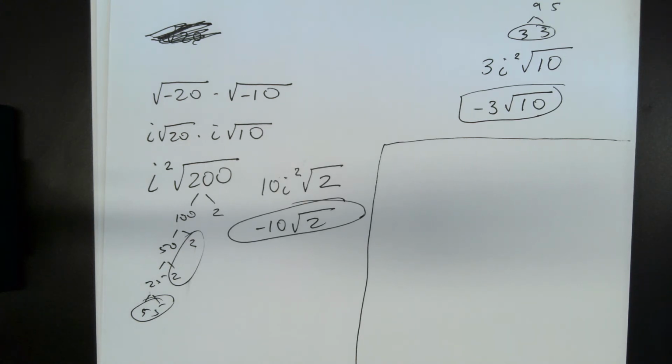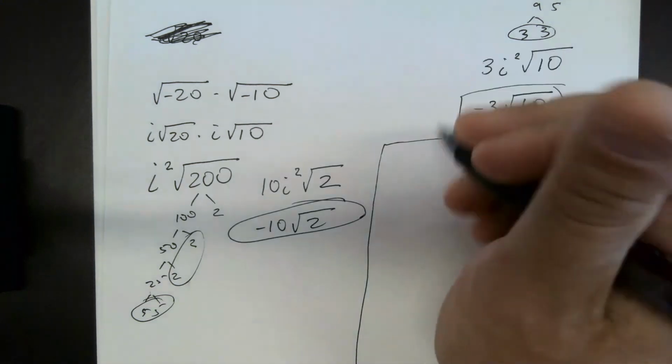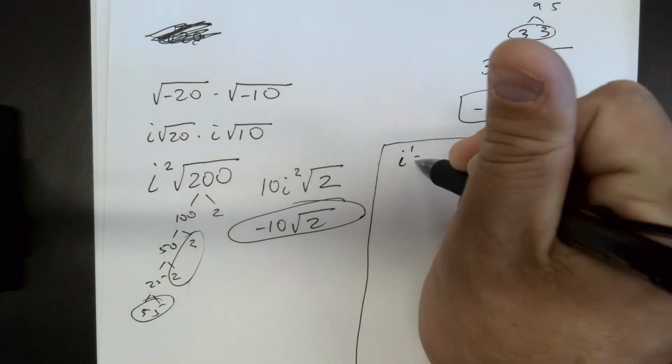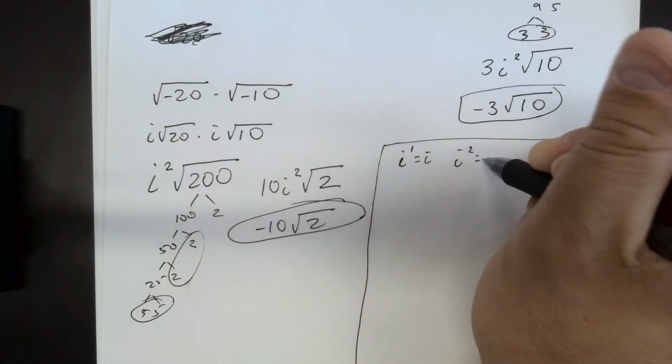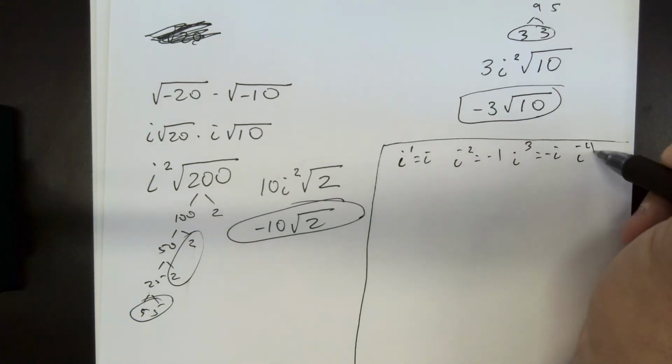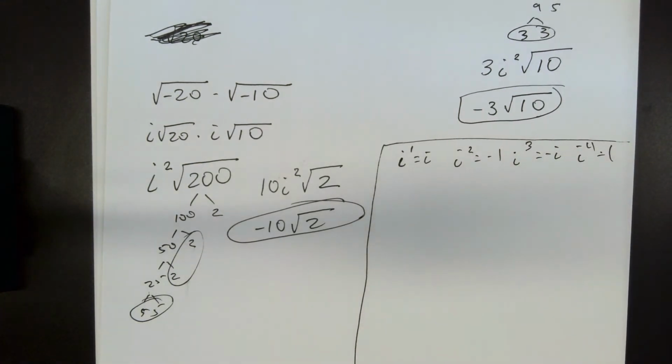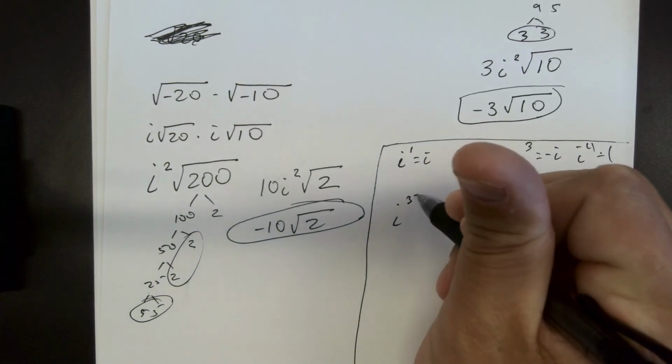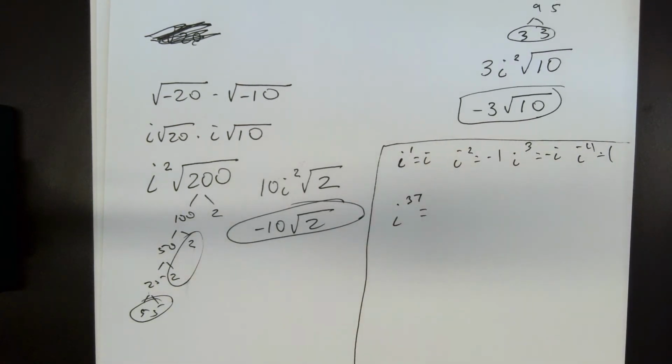I can have any exponent above it. For example, we already know these, so don't write these down. I to the 1 is I, I squared is negative 1, I cubed is negative I, and I to the 4th is 1. Those 4 you're going to have to memorize, because you're going to need them for what's coming next. What if we had something like I to the 37th?